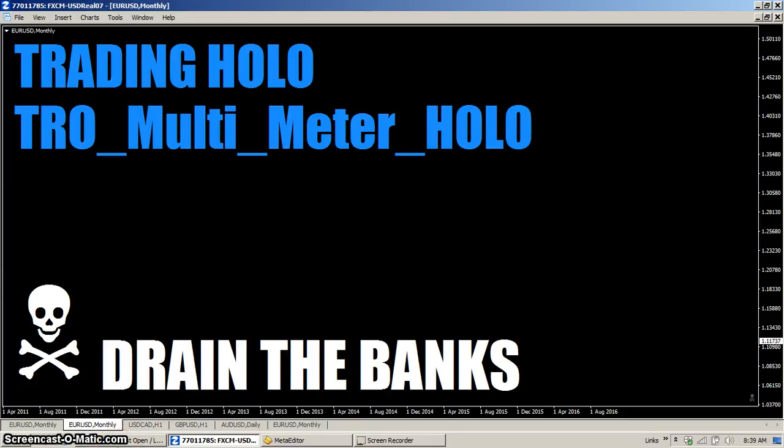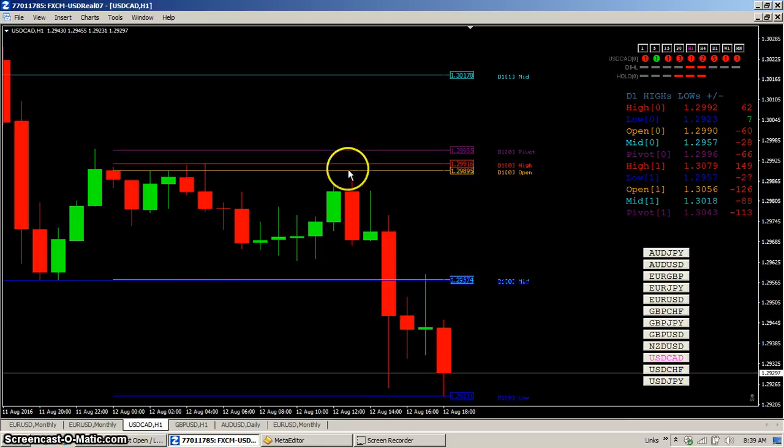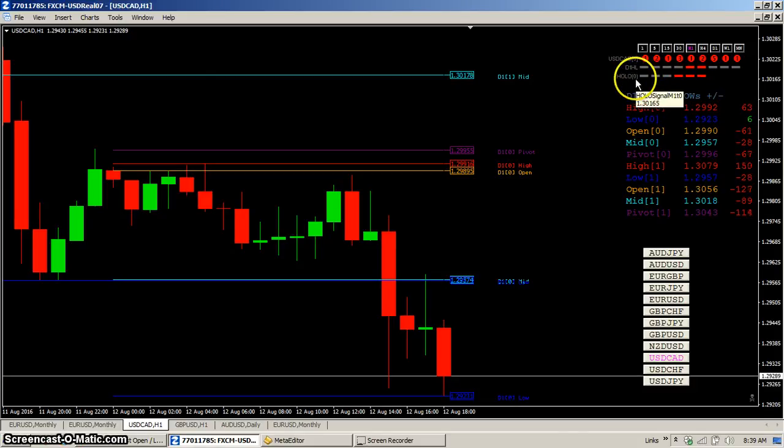Trading Holo, the highest open, lowest open. I created a multimeter, the TRO multimeter Holo, and it will tell you or show you which time periods price is in a Holo zone. So we'll bring up the chart. This is the Holo indicator right here, and you can use a shift on it, but we don't need to. We can just leave the defaults.